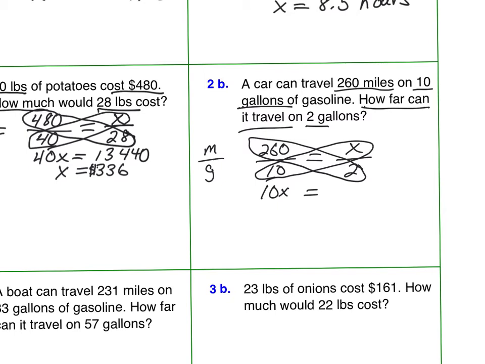Okay, and then 260 times 2 will be 520. And then when I divide both sides by 10, again, whatever number's in front of the variable, that's what you're dividing by. You get x equals 52. So that means 52 miles on 2 gallons.